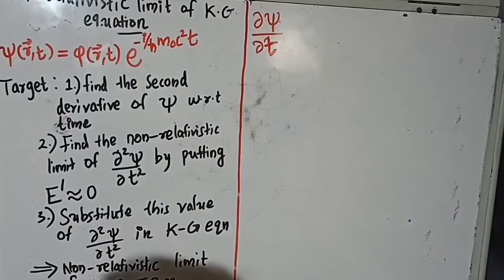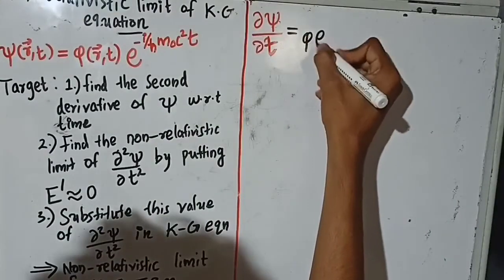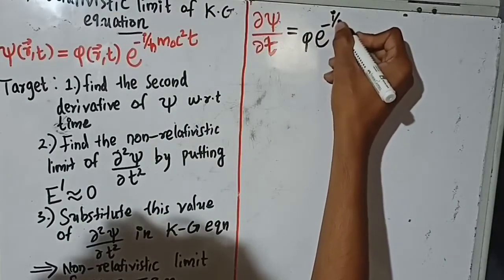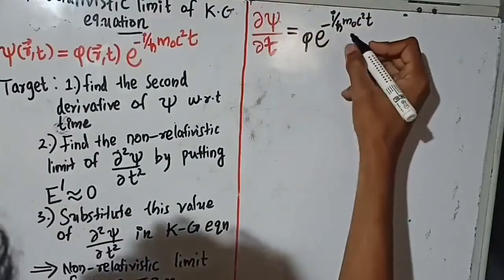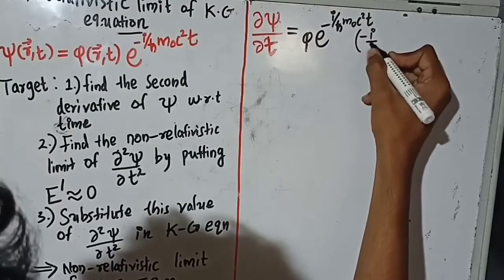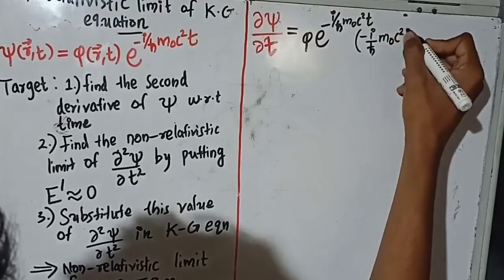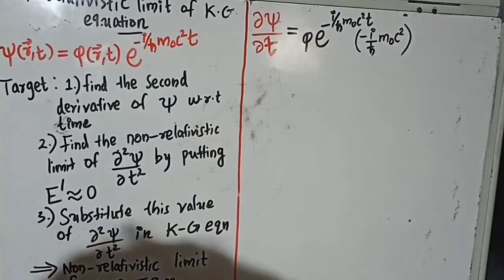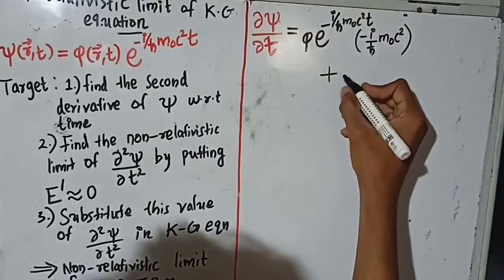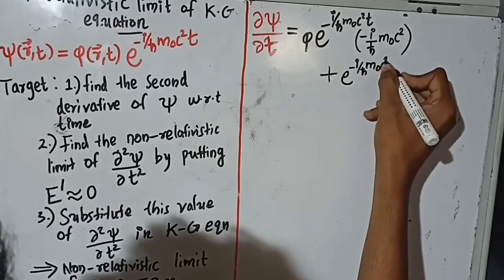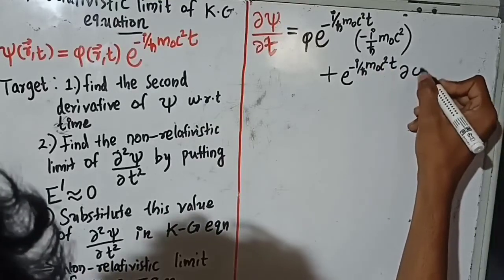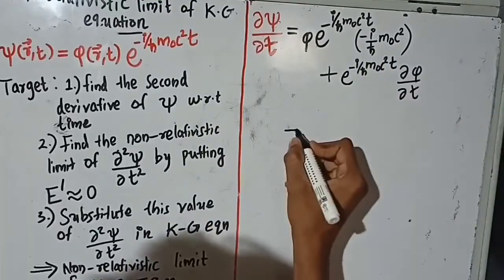For finding the second derivative, at first let's find the first derivative. Just apply the product rule and you get the answer. Let me do it. Psi dot is phi times e to the power minus i by h cross m0 c square t times minus i by h cross m0 c square, plus e to the power minus i by h cross m0 c square t times dou phi by dou t.